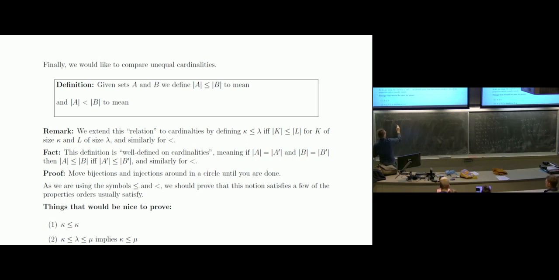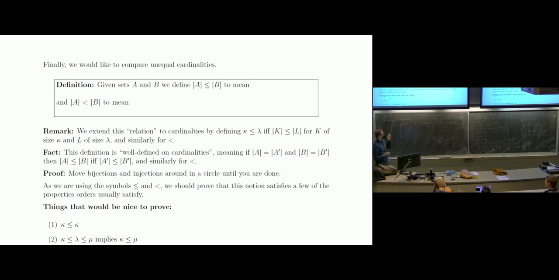So we're going to define the cardinality of A to be less than or equal to the cardinality of B if and only if there is an injection from A to B. Right, so the idea is we're doing this to measure sizes of sets. We pair off elements of the sets using a function.